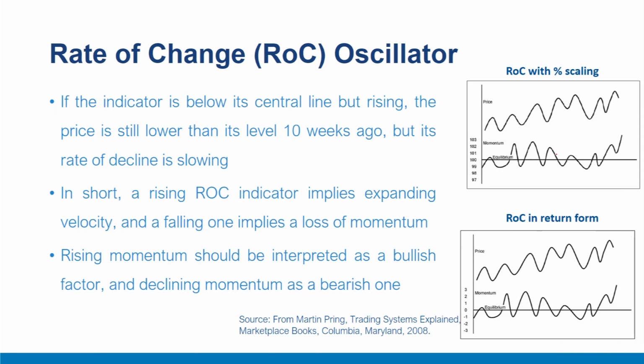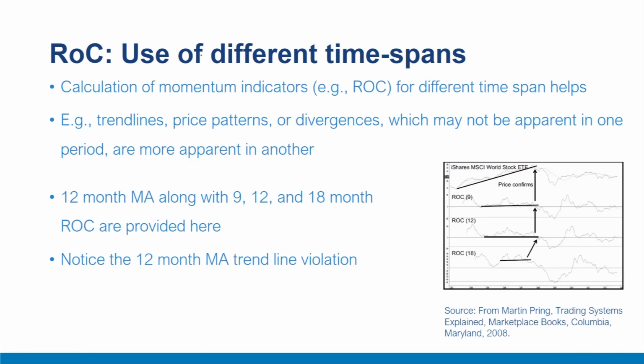Also, if the indicator is below its central line, the price is still lower than 10 weeks ago, but if the momentum indicator is rising, that means this gap is declining or the rate of decline is slowing. In short, an ROC indicator implies expanding velocity. That means if ROC is rising, velocity is increasing, like accelerating, and a falling ROC implies a loss of momentum, sort of deceleration. Rising momentum should be interpreted as a bullish signal, while falling or declining momentum is a bearish signal.